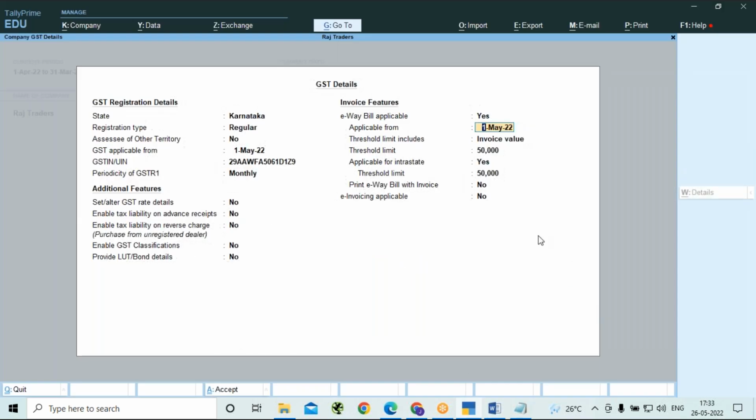Okay, so let me give these details. By default it has taken the starting date of the books beginning date, let it be the same. Then applicable, the threshold limit, that means whenever you are going to raise the e-way bill, you should have a minimum of 50,000 or above value bill. When you have a minimum 50,000 or above, then it is mandatory. If it is lesser than 50,000, then it is an option to the user whether they want to raise the e-way bill or not.